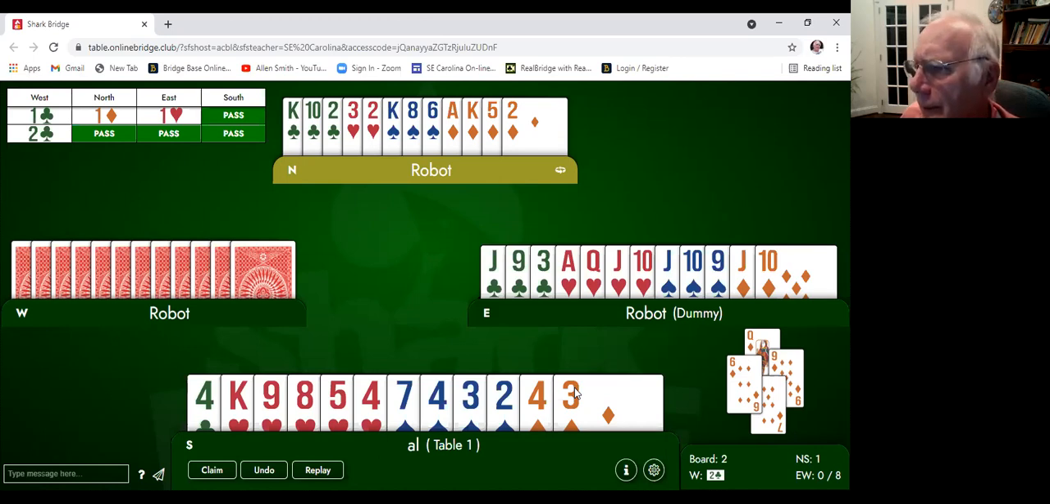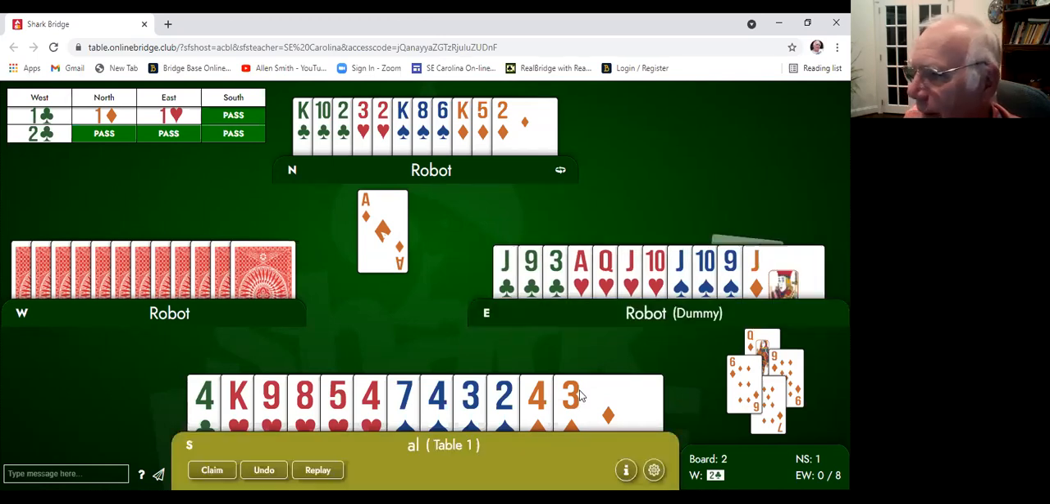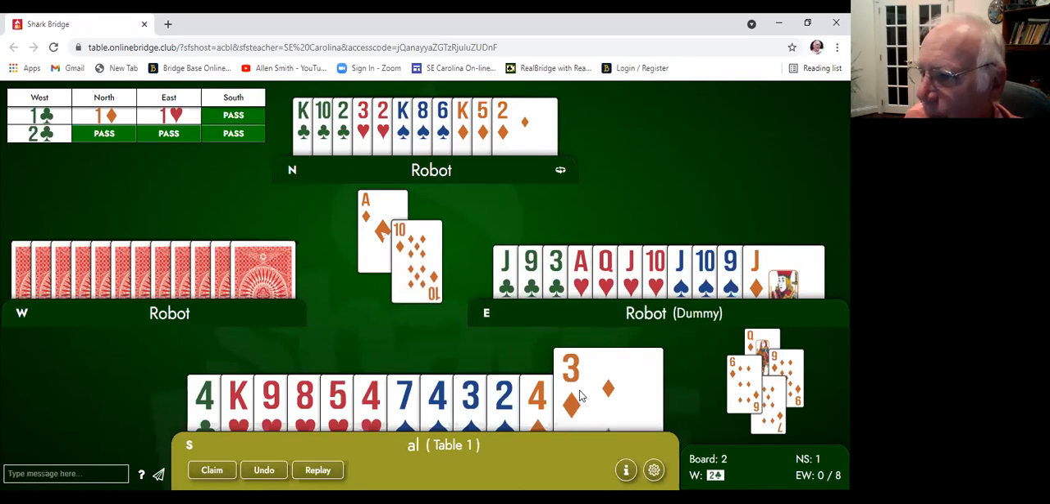Our partner plays the ace of diamonds. Now we note that he's playing the ace of diamonds, so he's pointing to a higher ranking suit. The higher ranking suits are hearts and spades, right? So what we're going to want to do is point to the suit that we want.